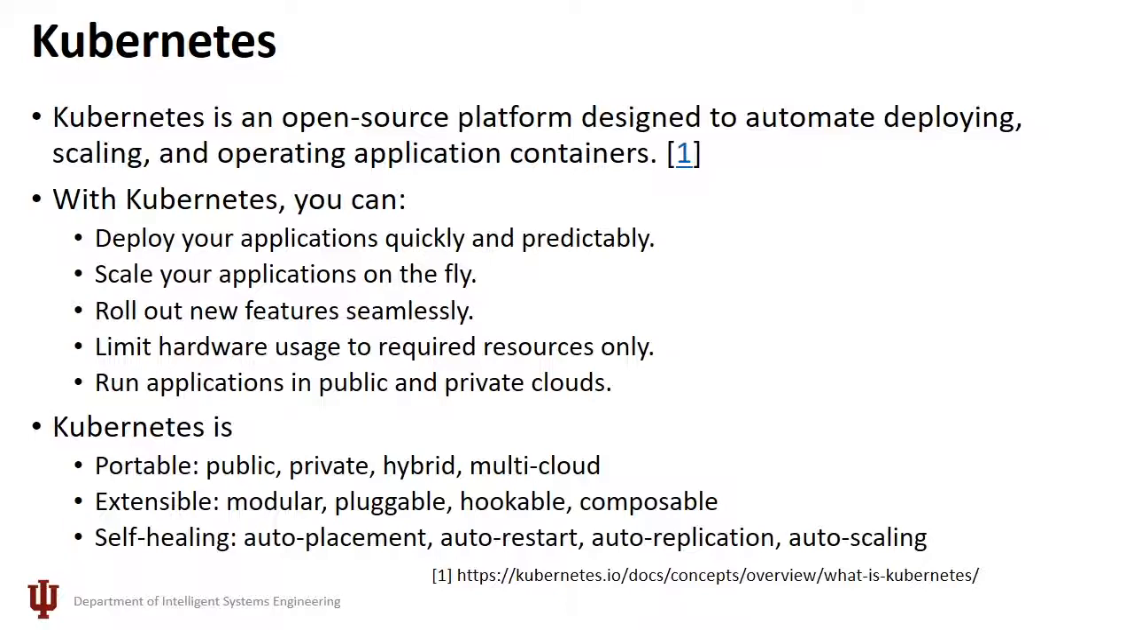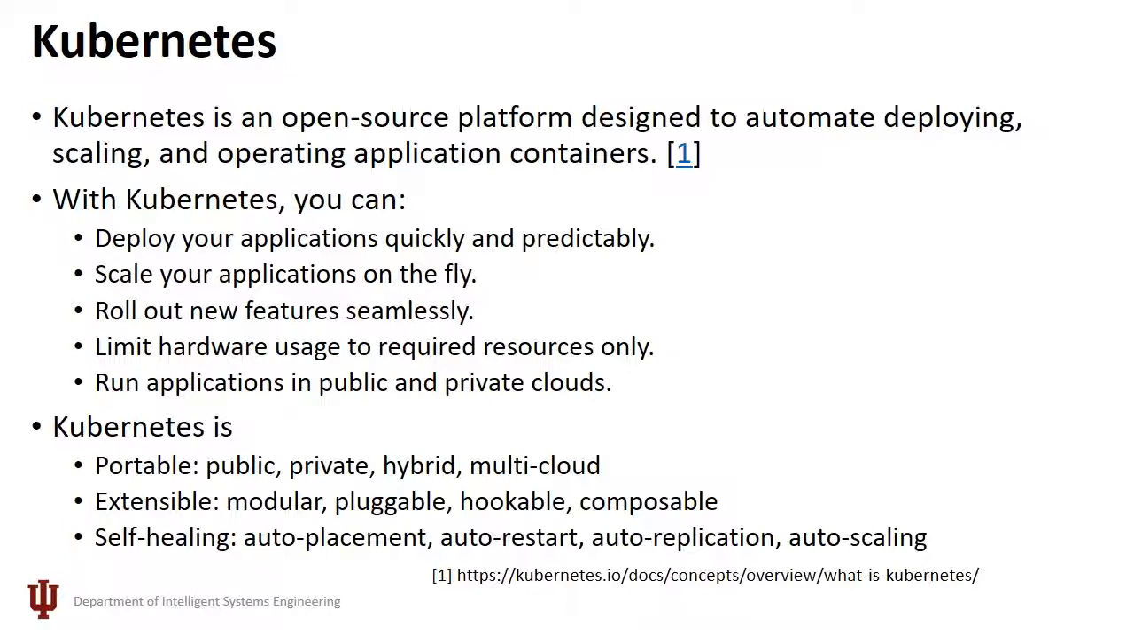It scales with the applications on the fly due to its scheduler integration. You can roll out new features seamlessly into Kubernetes because your master and workers are connected with each other. And we have a better utilization of the hardware resources. We can run applications in public and private clouds with Kubernetes because we can simply instantiate a Kubernetes cloud and grant access to it or deny access to it.